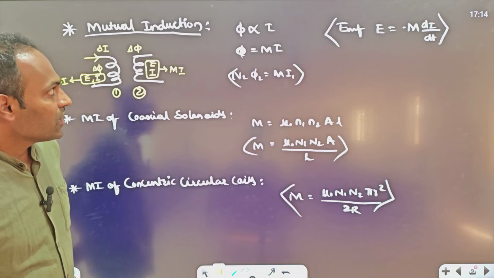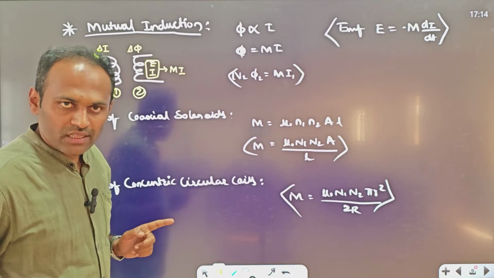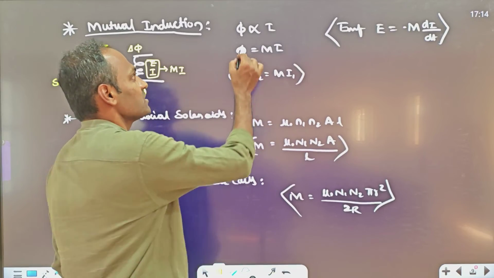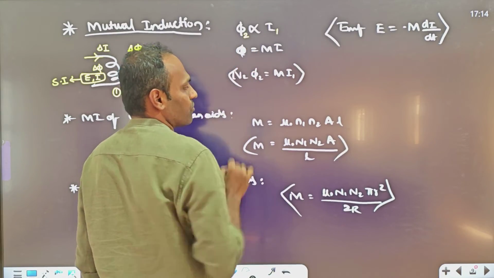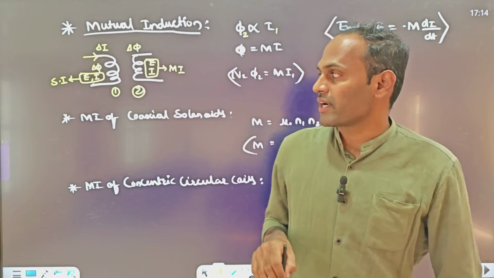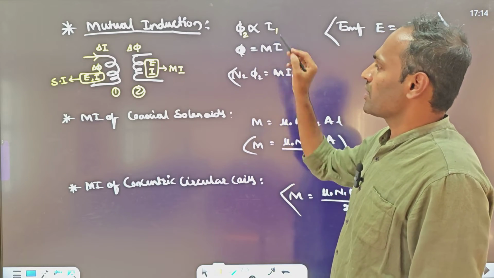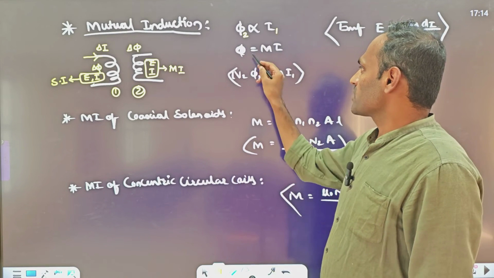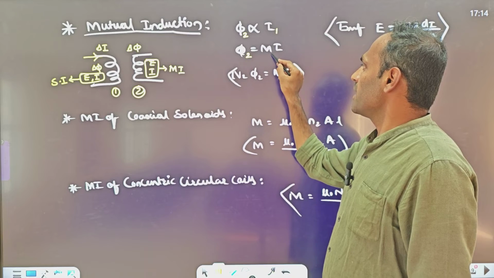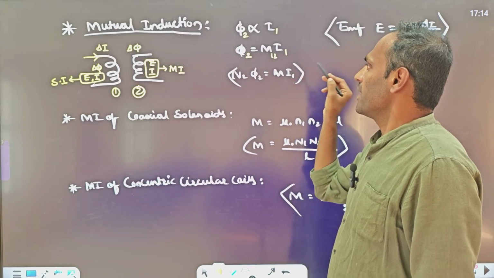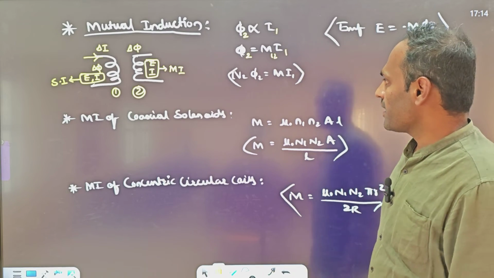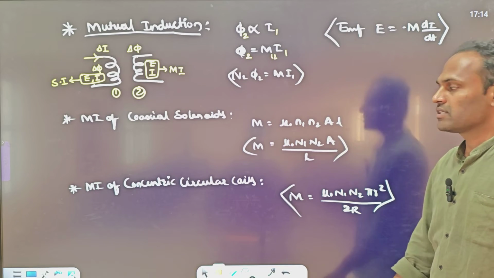So here also the flux will be directly proportional to current in the first coil. This is the flux of the second coil, this is the current in the first coil. Right? So the flux of the second coil is directly proportional to the current in the first coil. So flux of the second coil will be equal to mutual inductance of first and second coil into current in the first coil. Right? So this is the flux.